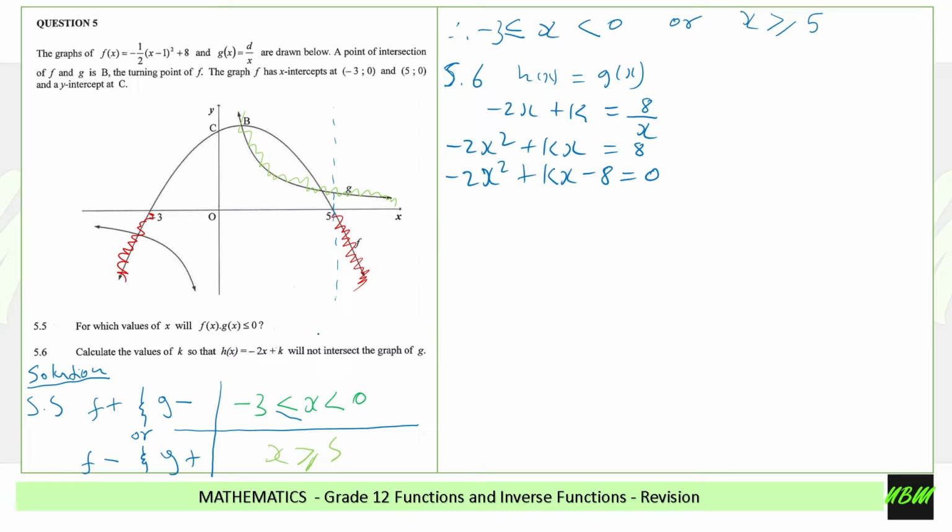So now, the question said we need to find the value of k so that h will not intersect with g. So how did we get this quadratic equation? We got this quadratic equation by saying h will intersect with g. But now, if h will not intersect with g, it means what?